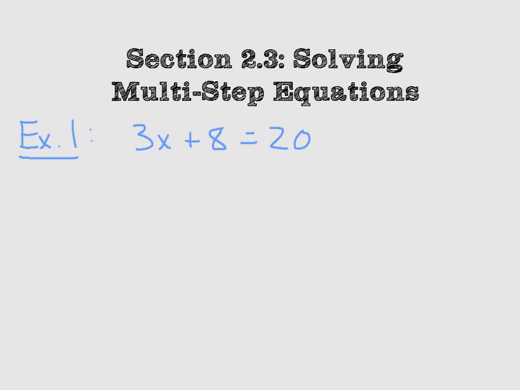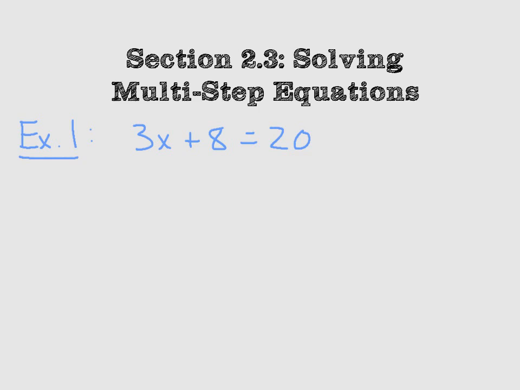Today's lesson, section 2.3, we'll be talking about solving multi-step equations. So for example 1, we'll be using the same thought process we use for solving one-step equations, except since you have two steps to work with, you need to undo what's furthest away from your variable first, and then work your way towards your variable.